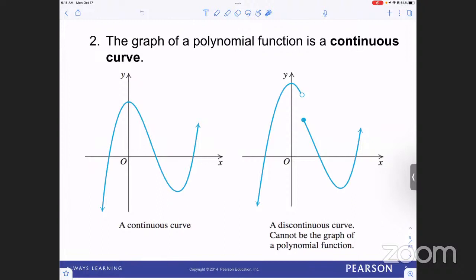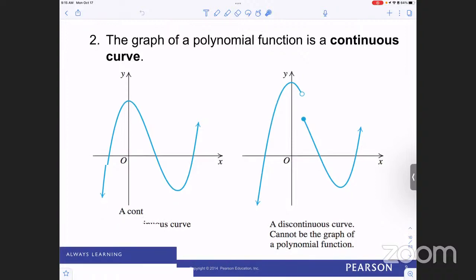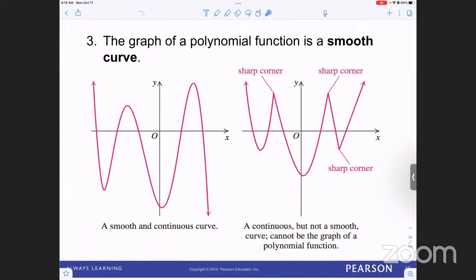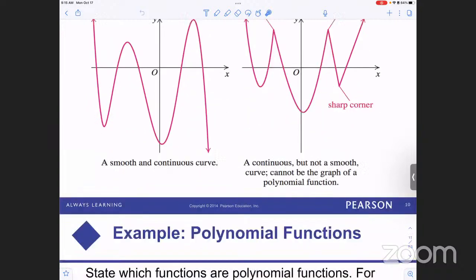Okay. So not only do the graphs of polynomials have a continuous curve, but they also have a smooth curve. In other words, there are no sharp corners or edges. So if you look on the left, not only do you have a continuous curve with no holes or gaps or breaks, but you also have a smooth curve with no corners or sharp edges. On the right, though, here's an example of a corner. Because of these corners, this cannot be a polynomial, right? So two main properties of the graphs of polynomials: no holes or gaps or breaks, and no sharp corners. In other words, polynomials are smooth, continuous curves. Okay.